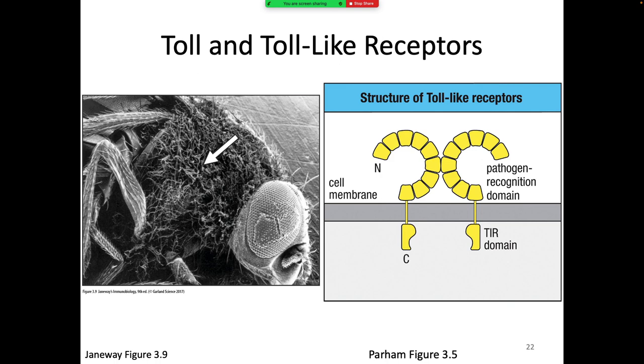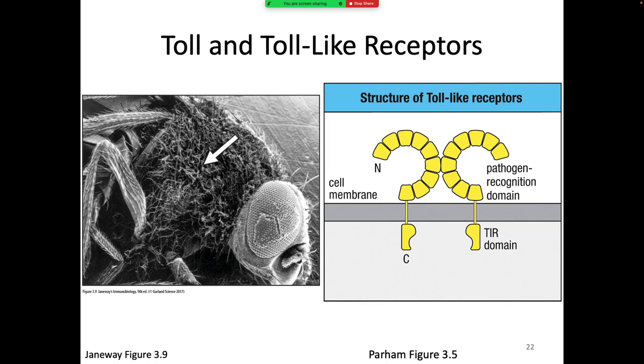Because she basically found fly embryos that didn't have a head versus a tail. They had lost the ability to do dorsal ventral patterning. She won the Nobel Prize for this. Later on, some other scientists figured out a way to make flies that were adults who just didn't have toll when they were adults. So they developed into a normal fly, but then they could see, does toll have a job in adults besides embryonic development?